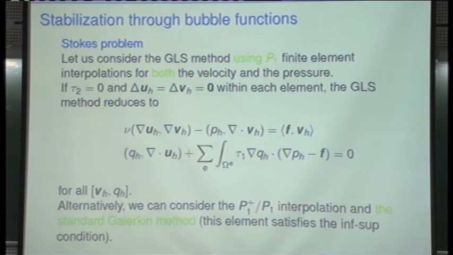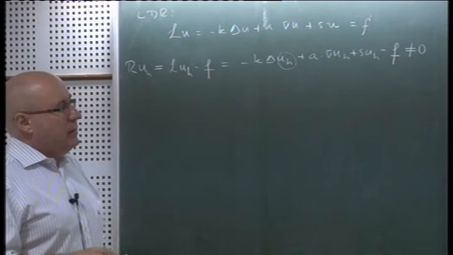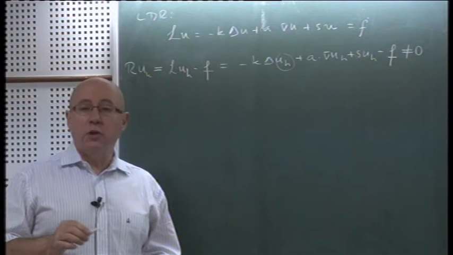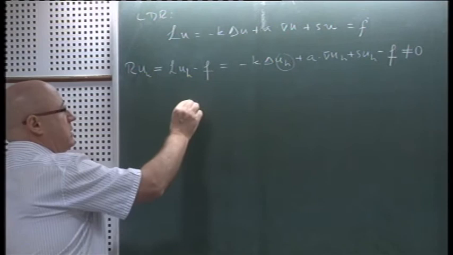Alternatively, it was known that there is a method that works for the Stokes problem without stabilization. Remember that we said yesterday that in order to have a method that works for the Stokes problem, we have to satisfy a certain inf-sup condition. We haven't insisted on that because we will see it in more detail when talking about the Stokes problem. However, I anticipate that there is an interpolation that satisfies that inf-sup condition, which is the following.